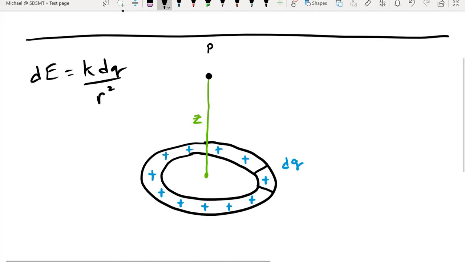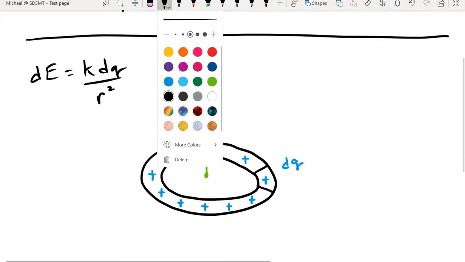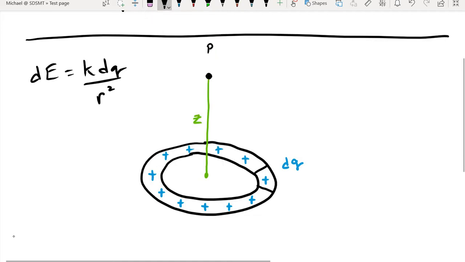And so that means I need to know how far away each of these charges is going to be from the point in space. Well, that's going to be easy enough. I'll draw a line from point P down to the charge that I'm using, and we'll call that r. And if we go all the way around the ring, we'll see that every infinitesimal charge will have the same distance of little r from the point P.